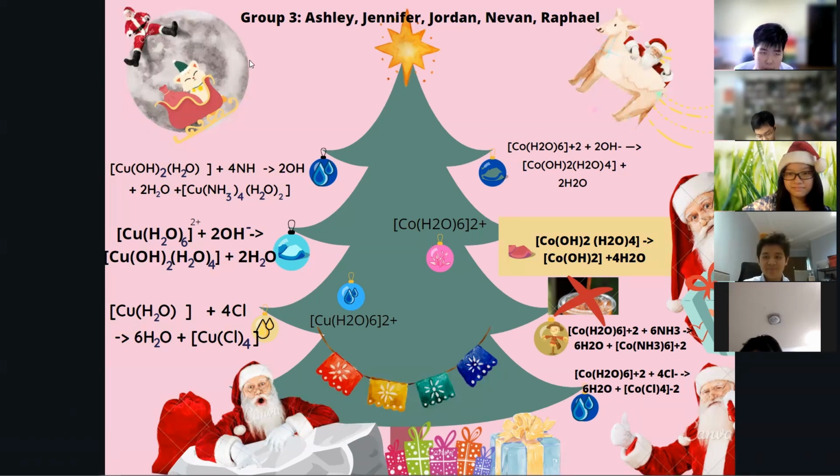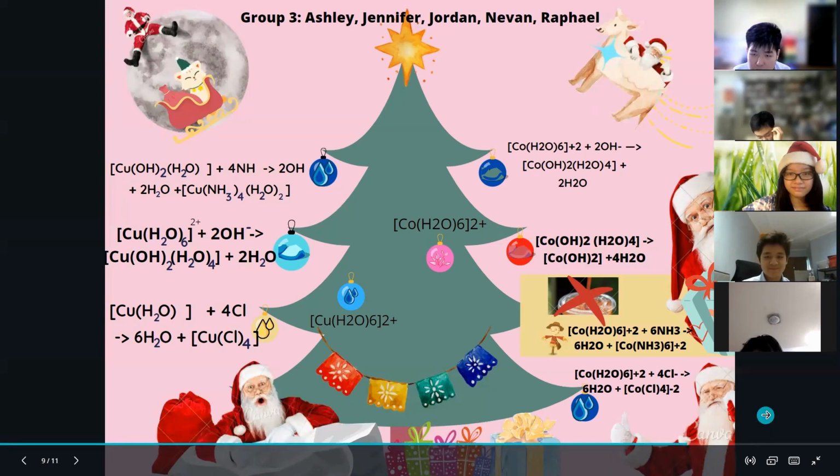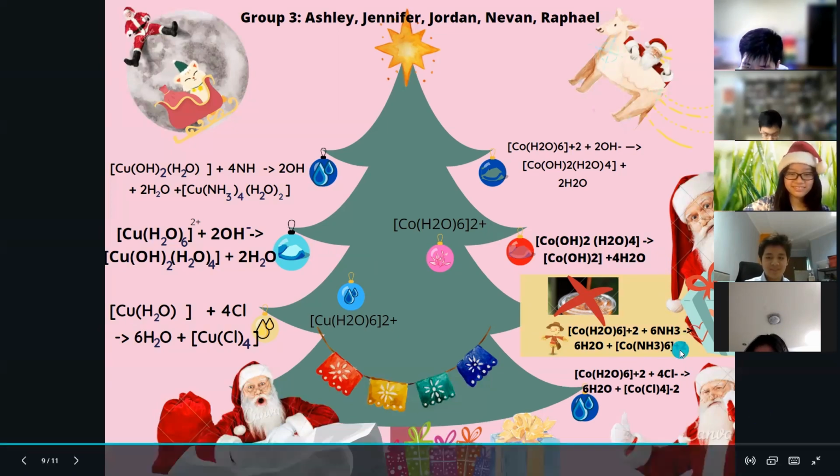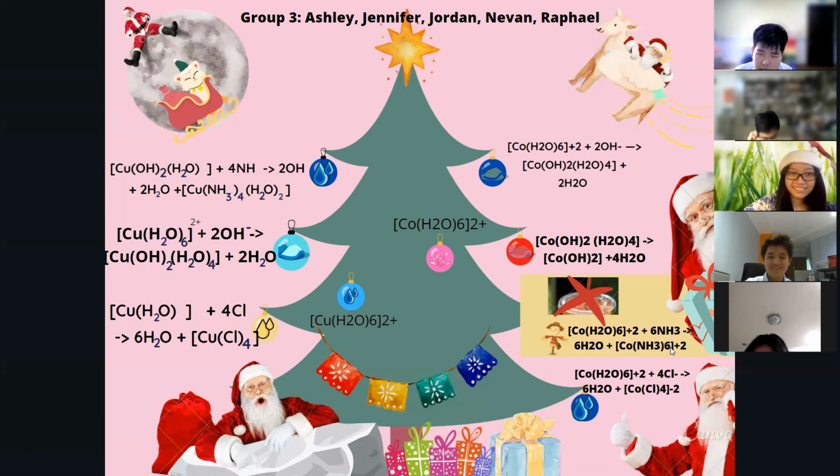Co(H2O)6 2+ can also be reacted with ammonia to form a straw-colored solution of Co(NH3)6 2+. It will still be 2+, because NH3 has no charge on it, and the initial ligand is already a 2+ charge.